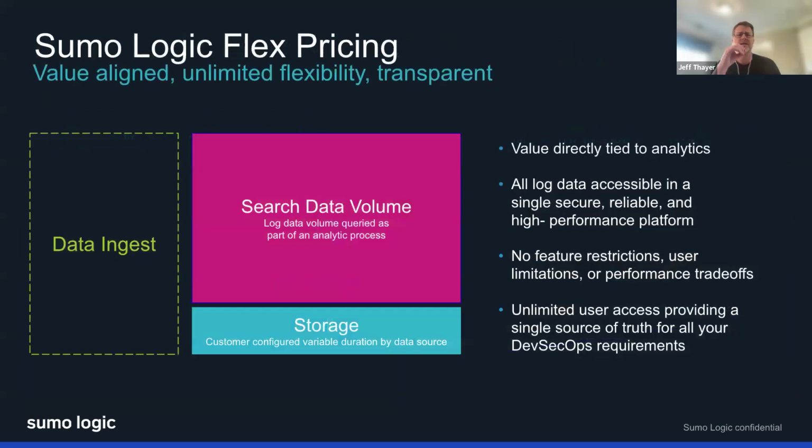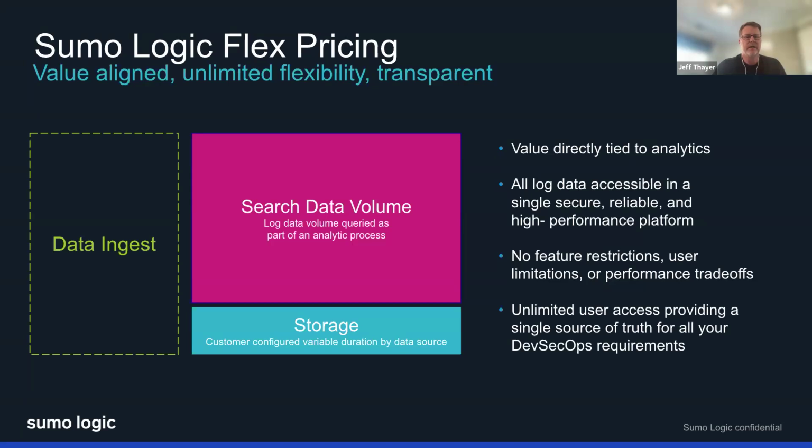And really what that means is primarily around logging. It's an introduction to a different way to align the consumption of capacity within the Sumo platform to the value that you're getting out of it. And hopefully that tighter relationship provides a stronger ROI alignment in terms of what you're getting and what you're using.